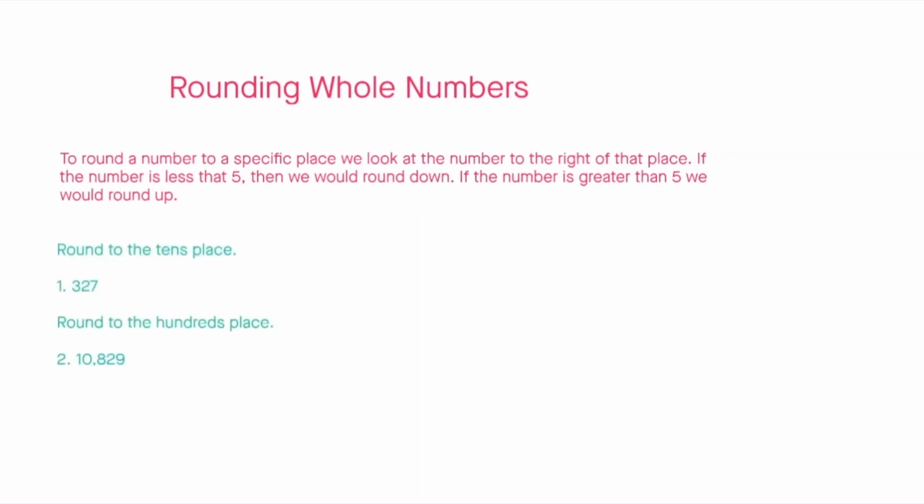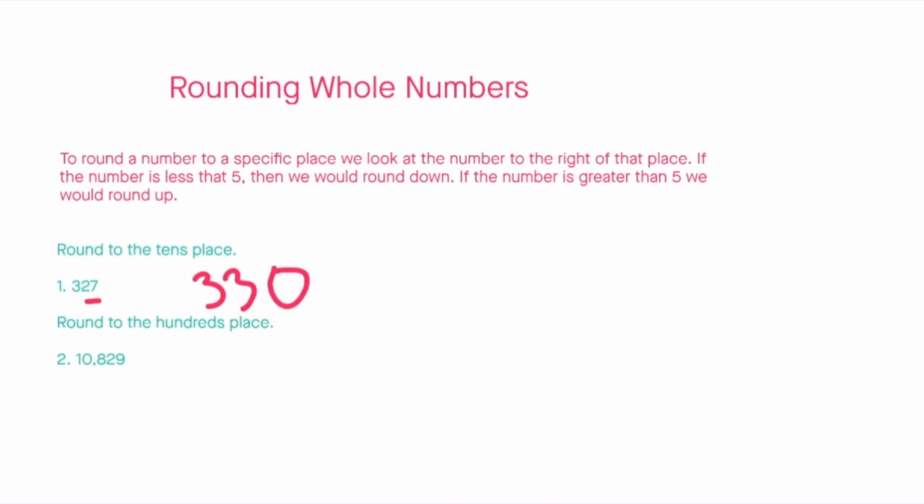So now let's look at the first problem. It is asking us to round 327 to the tens place. So to do so, we would have to look at the number to the right of the tens place, which is the ones place, number 7. Now, is 7 more than or equal to 5 or less than 5? Yep, you got it. It's more than 5. So we would round 327 to 330.